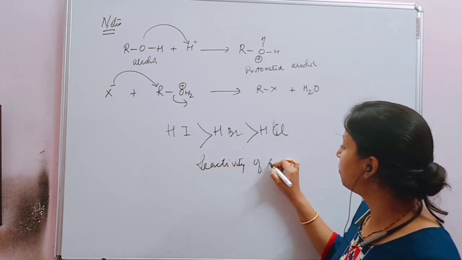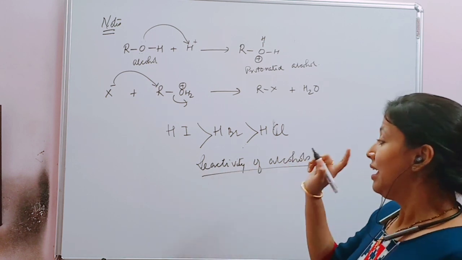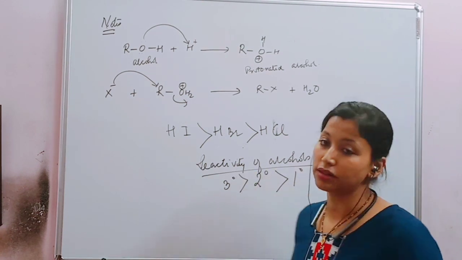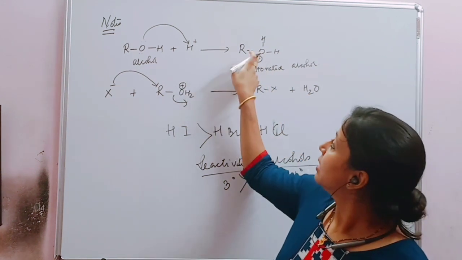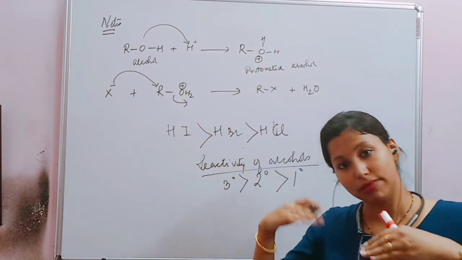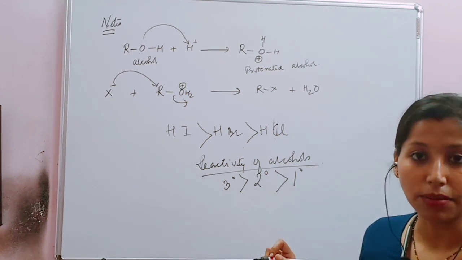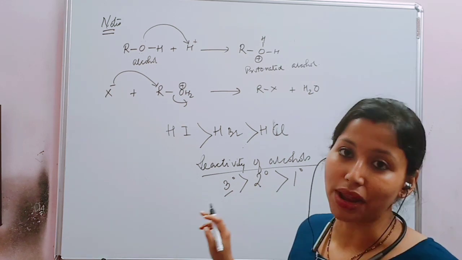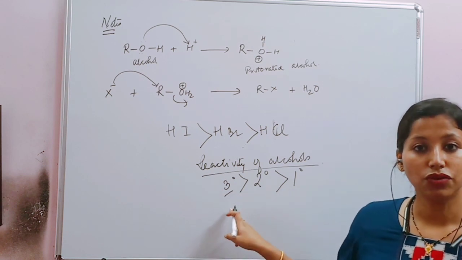Reactivity of alcohols. Tertiary alcohols are more reactive than secondary, which are more reactive than primary. Why is this so? We saw that due to formation of protonated alcohol, a carbocation will be formed, which I will show you in the next reaction. We know that the order of stability of carbocation is tertiary more stable than secondary, more stable than primary. Class 11. Tertiary carbocations are more stable than secondary than primary.